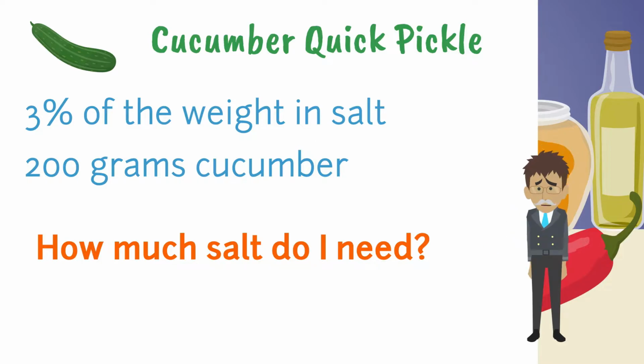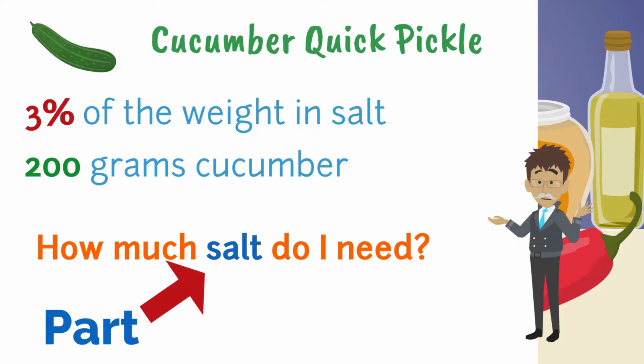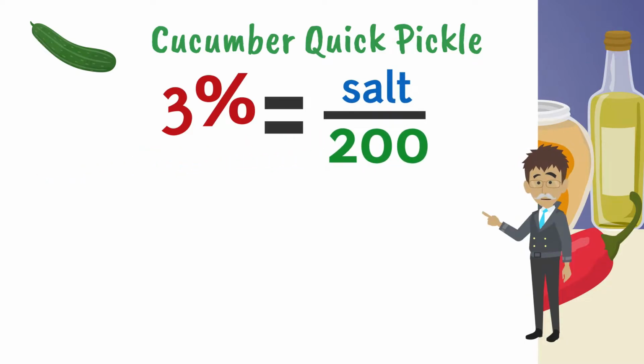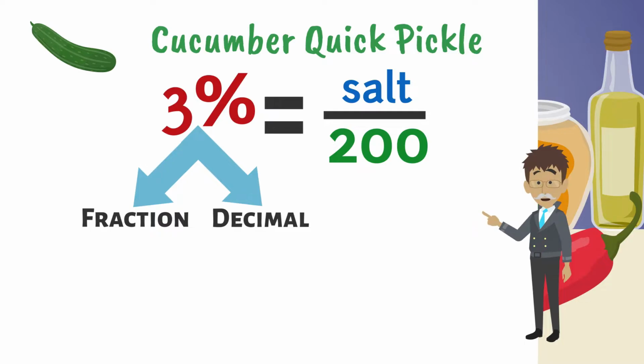First, think about what you know. I know the percentage. 200 grams represents the whole amount, and the amount of salt represents the part. Therefore, I am working with the first question and am looking for the part. Remember that the percent represents the part-whole relationship. Since I cannot calculate with 3% directly, I will convert it to fraction or decimal form. Before, we determined that 3% is the same as the fraction 3/100, or the decimal 0.03.